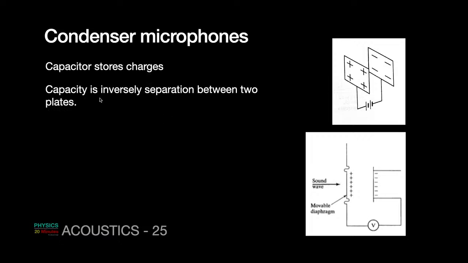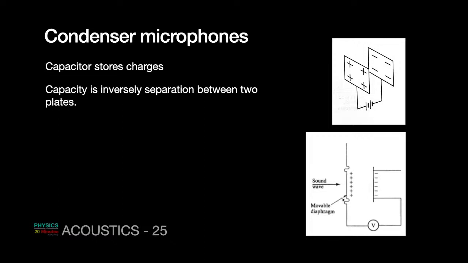Now we know that capacitance is inversely proportional to the separation between the two plates. You know the formula for capacitance is epsilon naught K A by D. So C is inversely proportional to D. So what happens is, when the sound wave comes and hits, the diaphragm vibrates. As the diaphragm vibrates back and forth, D, the separation between the plates, changes, and that will change the capacitance.